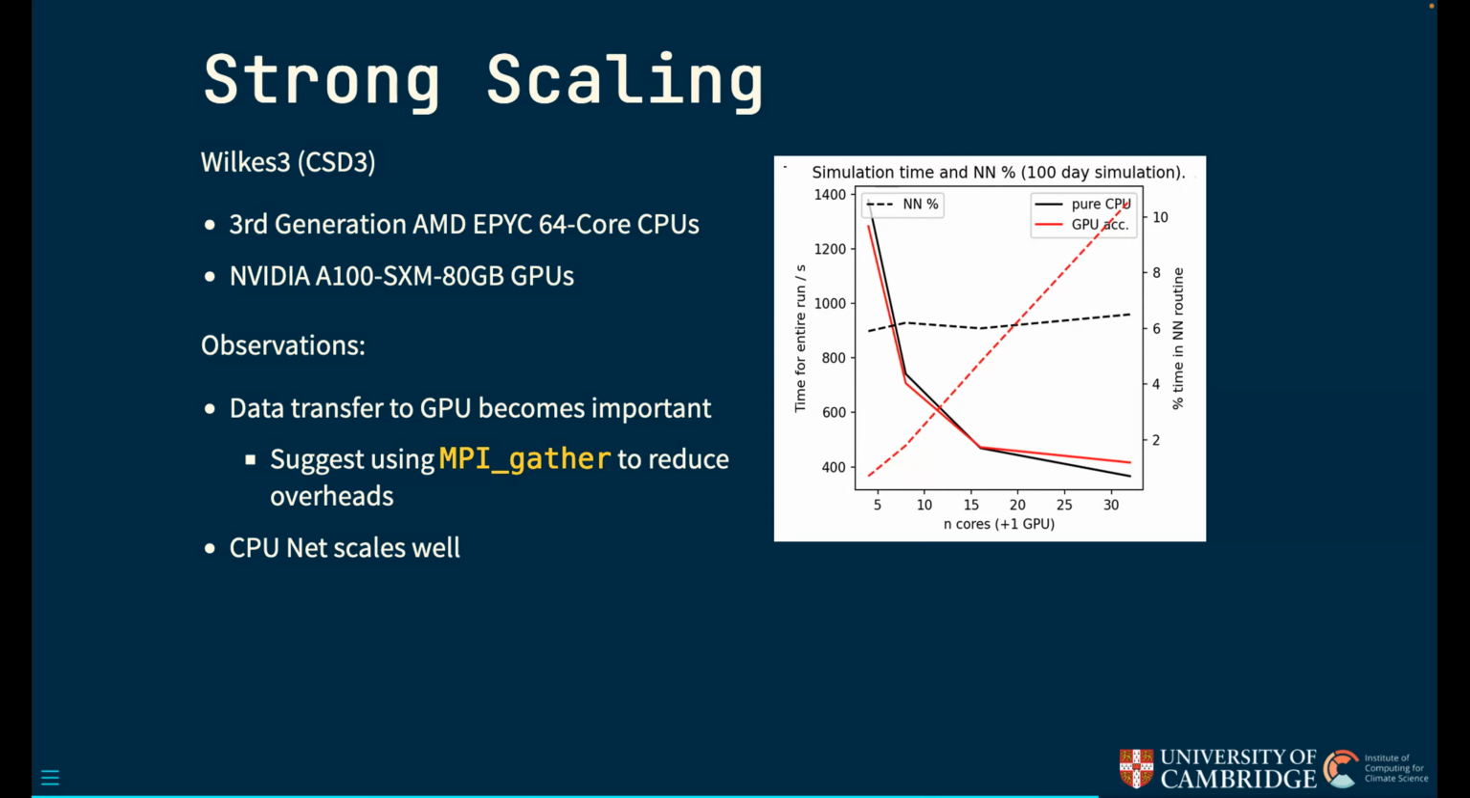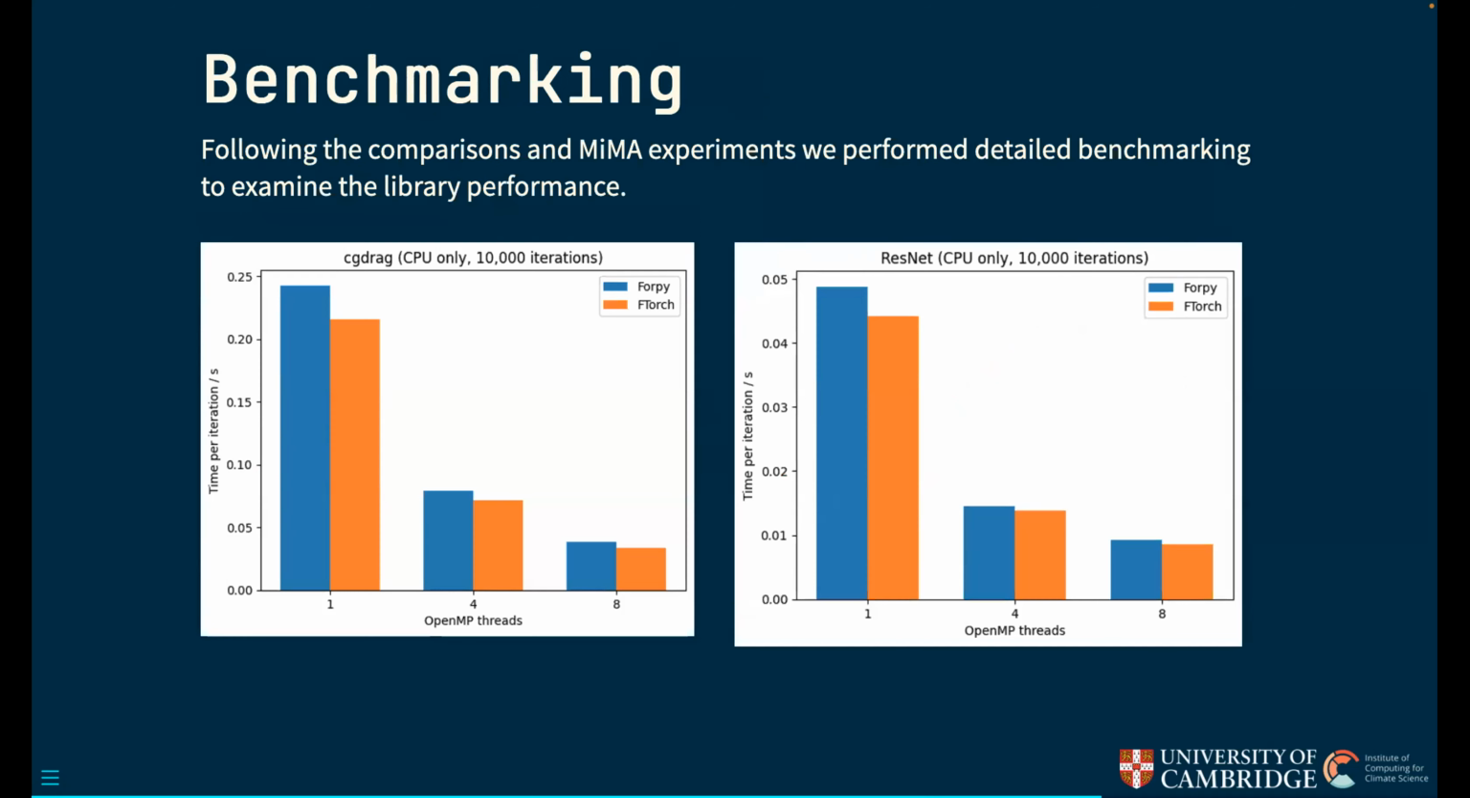And this is something we should probably look at doing in future with our work. Sort of off the back of this, we had some more detailed benchmarking. So we took both the drag routine and the ResNet routines that we've been looking at and did some detailed timing.